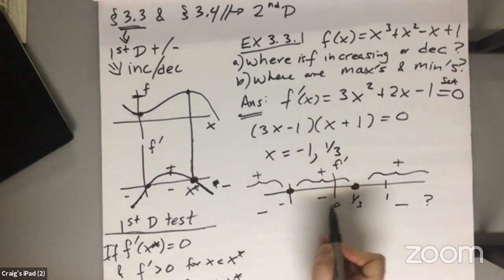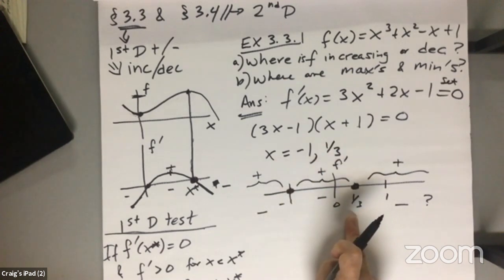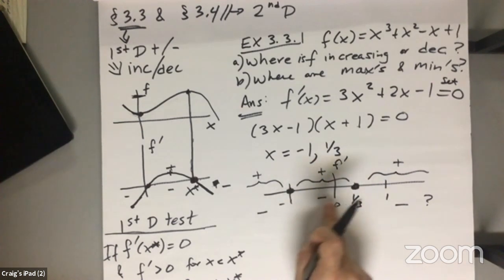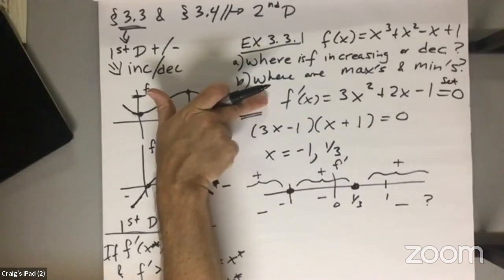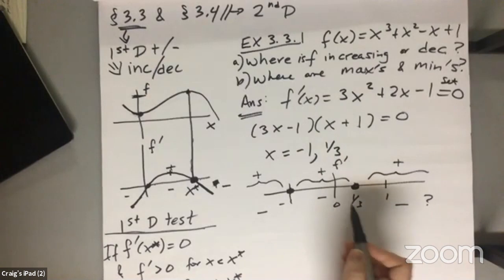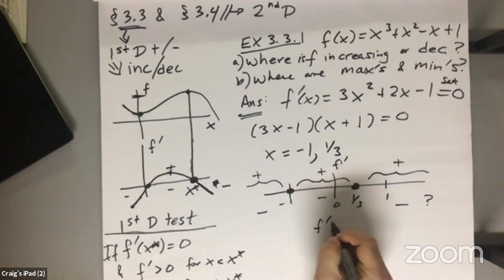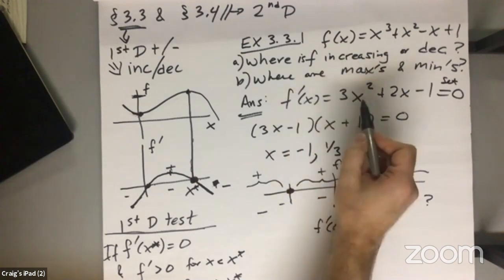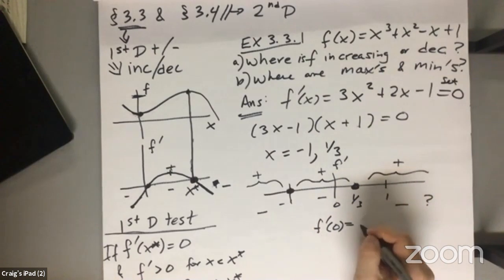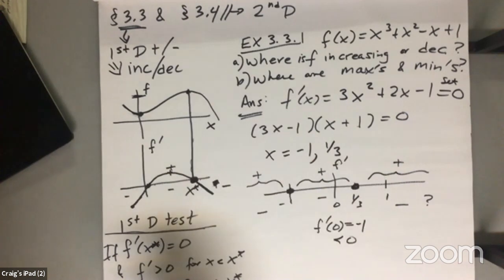So how do I decide whether or not the derivative is positive or negative between minus 1 and 1/3? Well, I just stick in any value between minus 1 and 1/3 into the original derivative to find out if the derivative is positive or negative. I'm going to stick in the easiest one I can think of, and 0 is my favorite number to calculate with. So I check f prime of 0, and I figure out is that positive or negative. And f prime of 0 is minus 1. So it's negative.